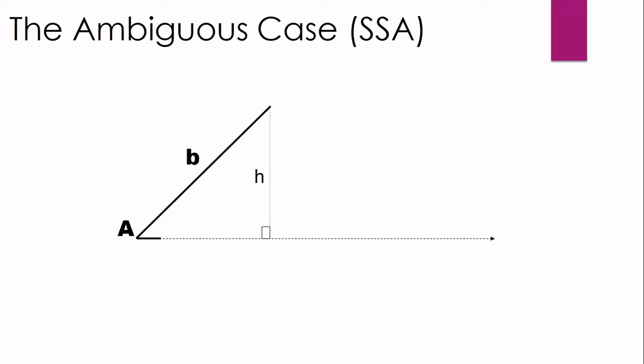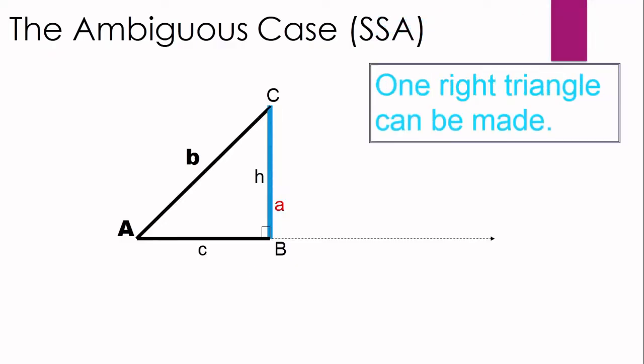Another possibility, this time around again, a is less than b. But this time around, our a is equal to h. So this is the second possibility if a is less than b and if a is equal to h. So kung equal siya sa h, makakabuo ba ng triangle? Yes, nakakabuo ng triangle. And as you can see, merong isang right triangle na nabuo. So again, if a is less than b and if a is equal to h, there will be one right triangle that can be formed.